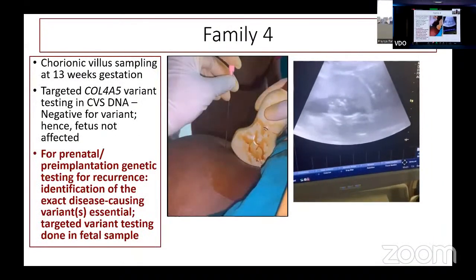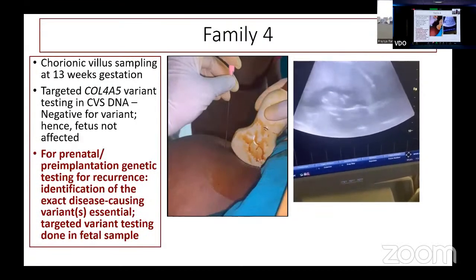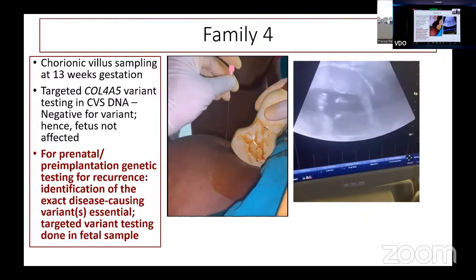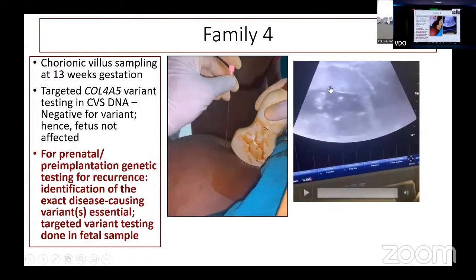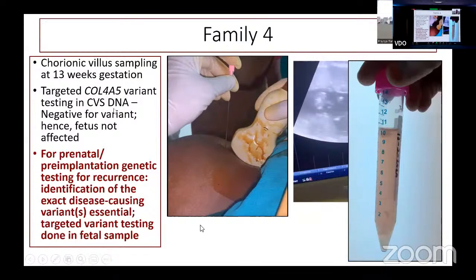So based on this, chorionic villus sampling was done at 13 weeks of gestation. So this is how we do the procedure. You can see under ultrasound guidance, the needle is put into the CVS and the CVS DNA is extracted and the particular variant is tested in that. And fortunately, that particular pregnancy was negative. The CVS DNA was negative for the variant. Hence, the fetus was not likely to be affected. And the lady was reassured and she continued the pregnancy.